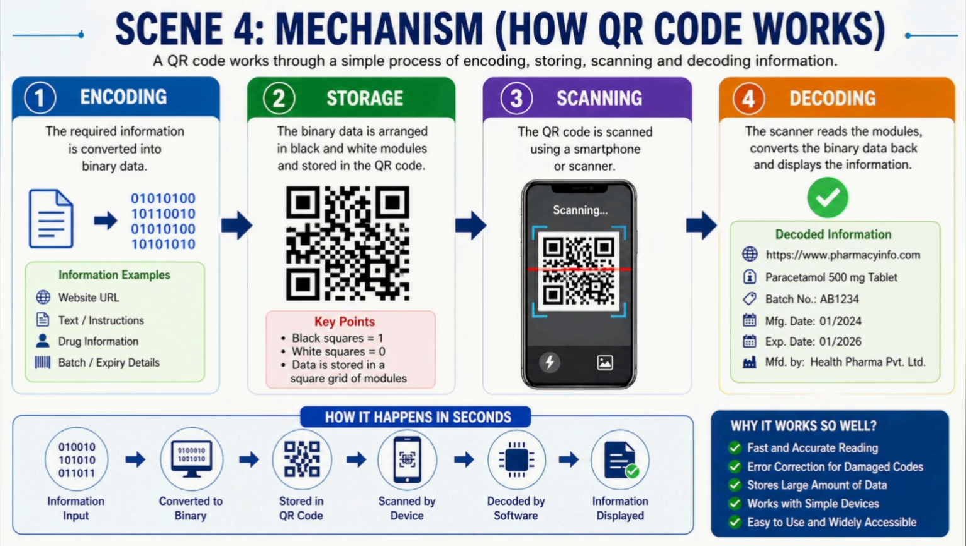When a user scans the QR code, the smartphone camera captures its image. The scanner software detects the finder patterns to locate the code. It then aligns the image using alignment patterns for accurate reading. Next, the scanner reads the arrangement of the modules and converts them back into binary data. This binary data is decoded into meaningful information such as text or web links. The entire process happens within seconds, making it highly efficient.